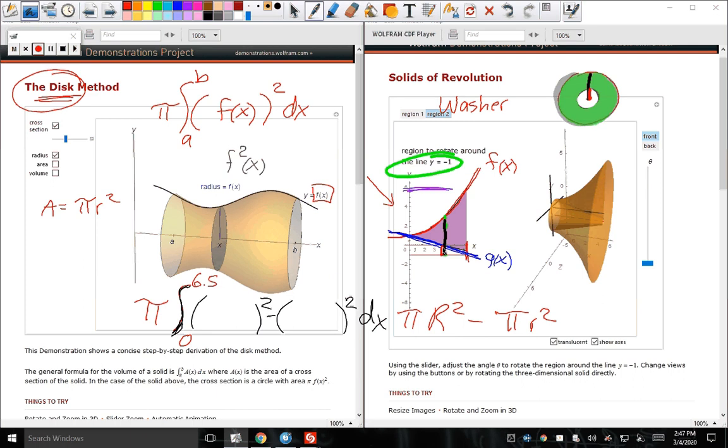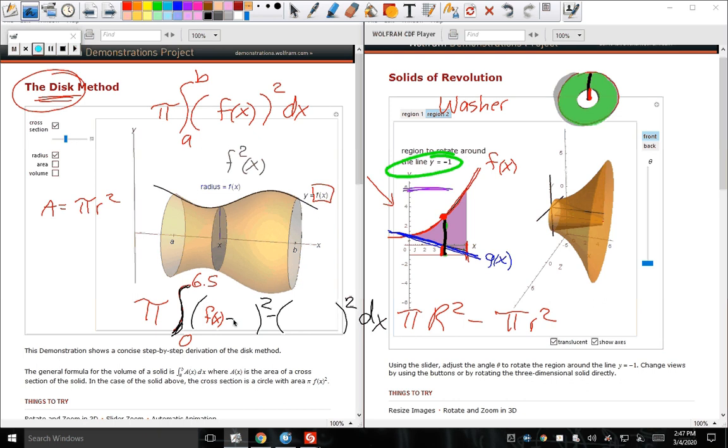Now, let's look at the black one, the big R. What is the top function right here of big R? F of x. So that's the top. Minus the bottom. What's the bottom function of that big R? -1.